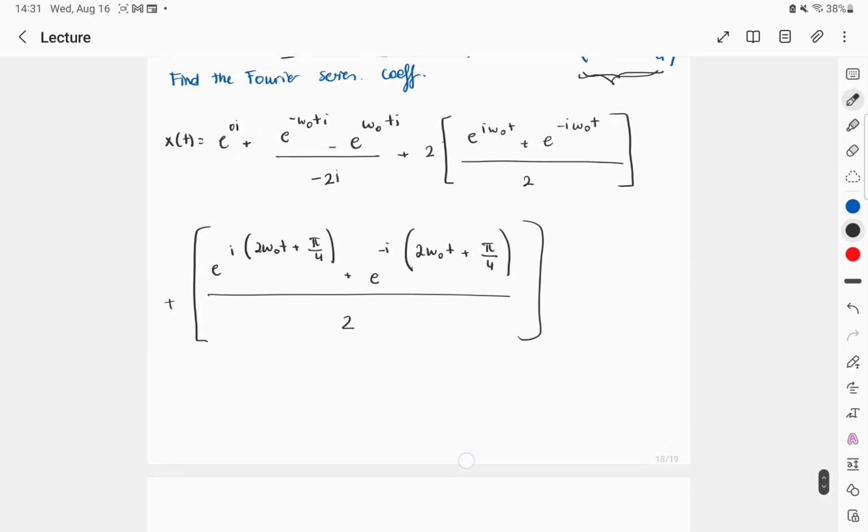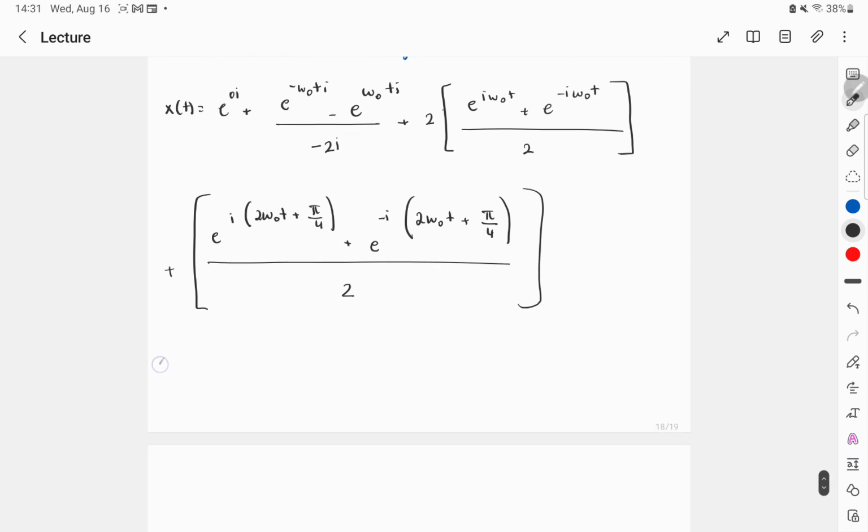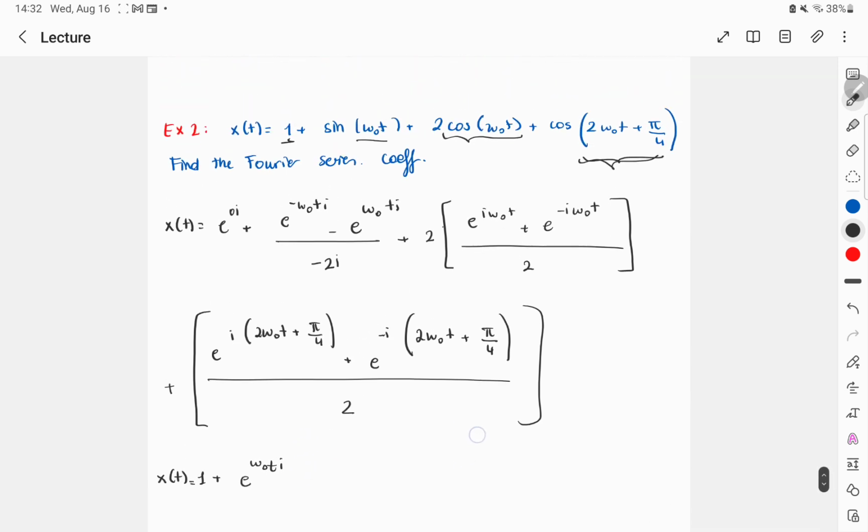However, we are asked for the coefficients, which we can easily find, as we can write the above expression as 1 plus e to the power omega 0 t i, and we will take it into parentheses, this part. Let me see.